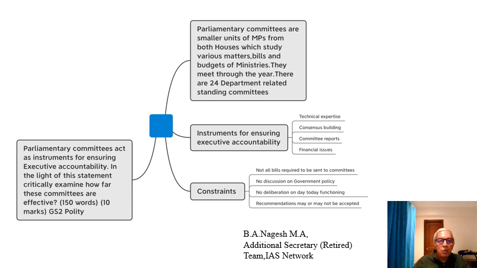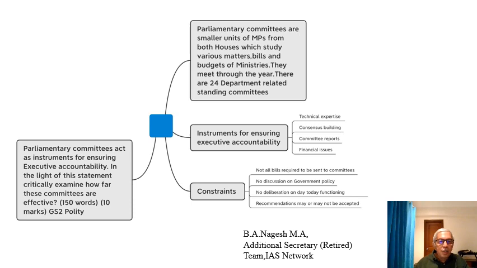What are parliamentary committees? Parliamentary committees are small units of members of parliament from both houses, which study various matters, bills, and budgets of ministries. One advantage of parliamentary committees is that they meet throughout the year. Parliament meets only thrice a year, and that too for a very brief period, whereas committees can meet throughout the year. This ensures continuity. There are 24 department-related standing committees.